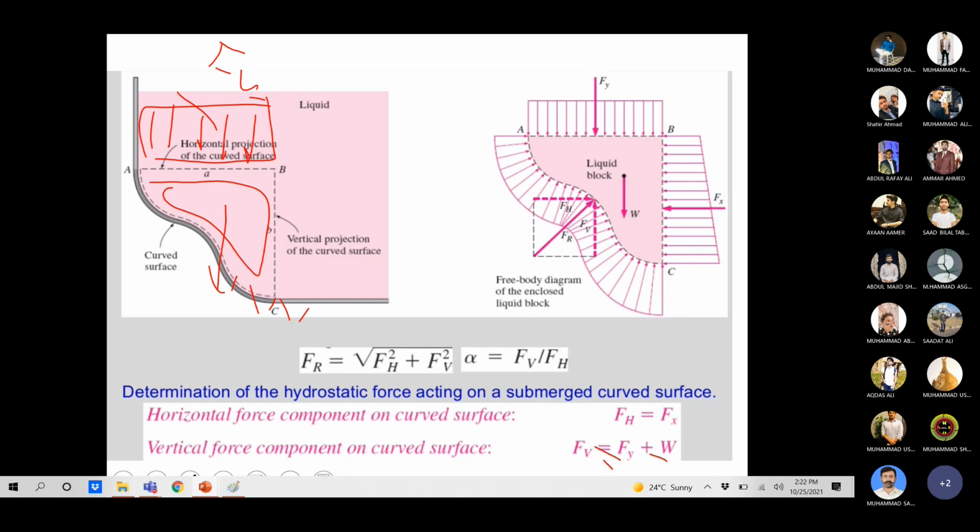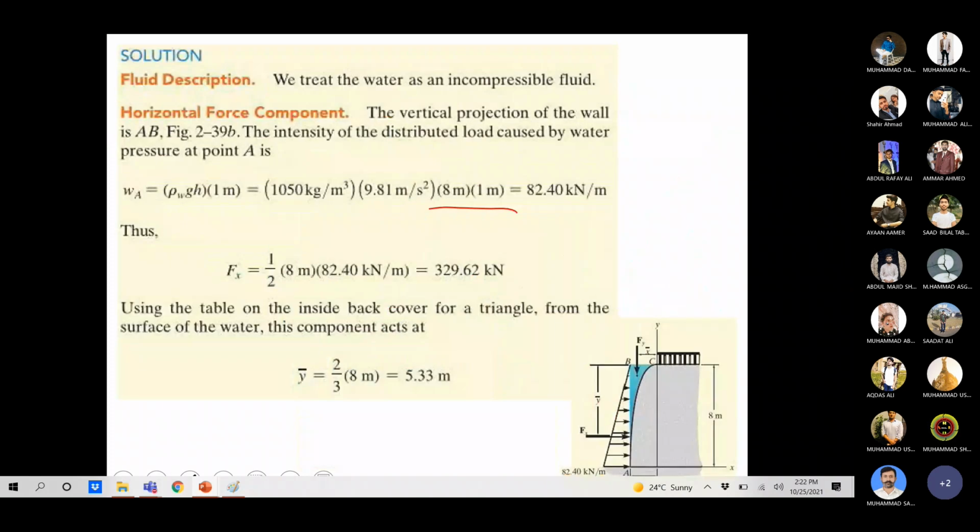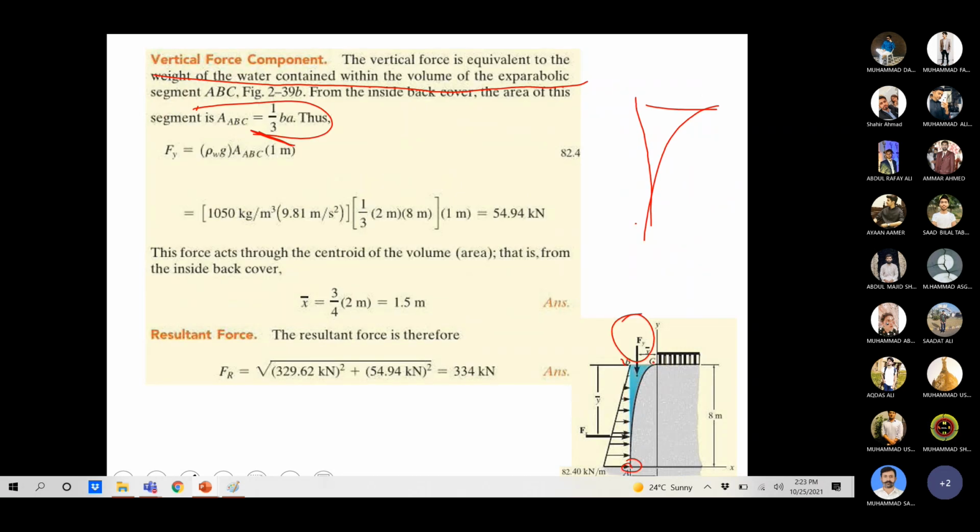However, in our case, this wall is not submerged. Okay, so the force acting on the top projection is the air pressure, which is at most, say, 0. So the only vertical force F_V in this case is basically weight. And which weight? The weight which this semi-parabolic fluid or water is exerting in the downward direction. That's why we have only used this weight force.